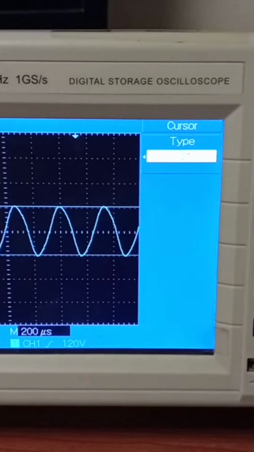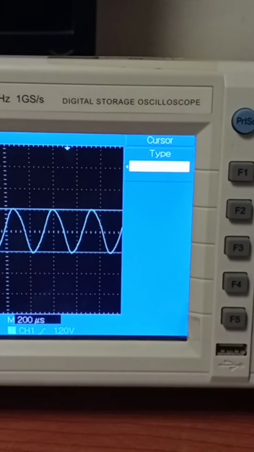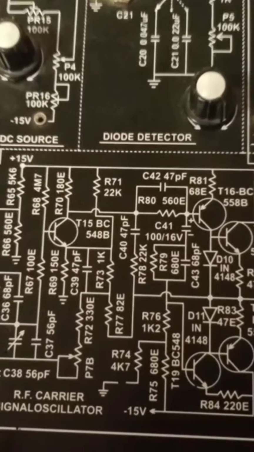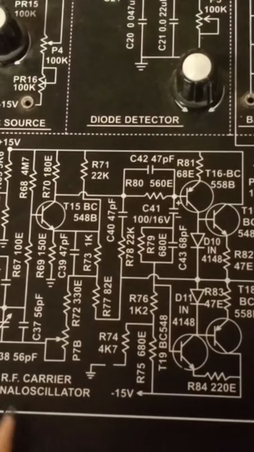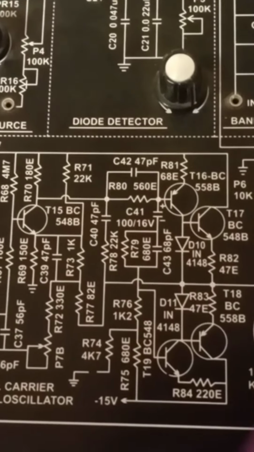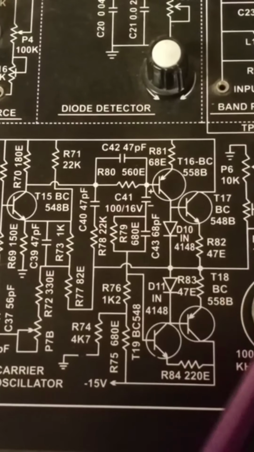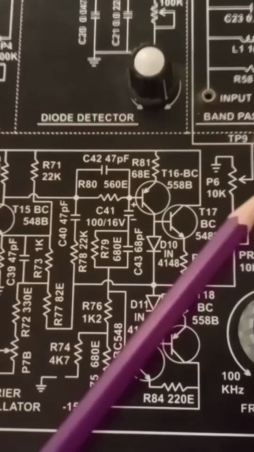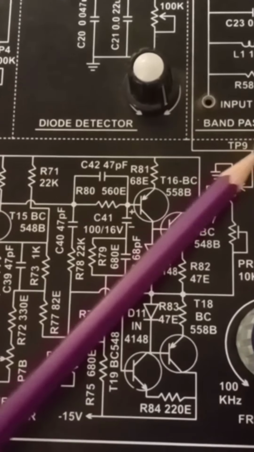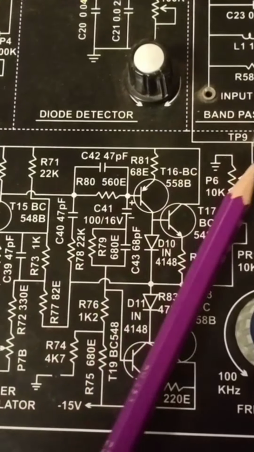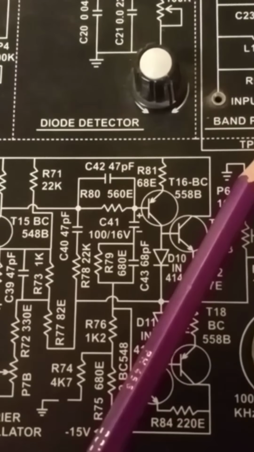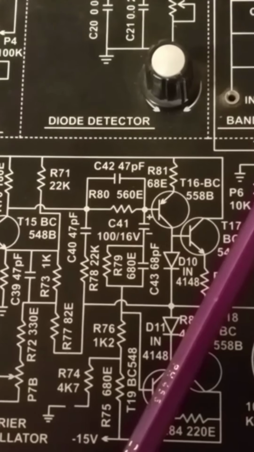Okay, now I am going to set the properties of the carrier signal. This block is for the carrier frequency, that is the radio frequency carrier signal generator. From both of these knobs we will vary the frequency and the amplitude. I am setting the frequency to about 455 kilohertz and amplitude about 6 volt peak to peak, and I will place the oscilloscope probe on this point, the TP9 point. That means I will get the output of the carrier on this point.